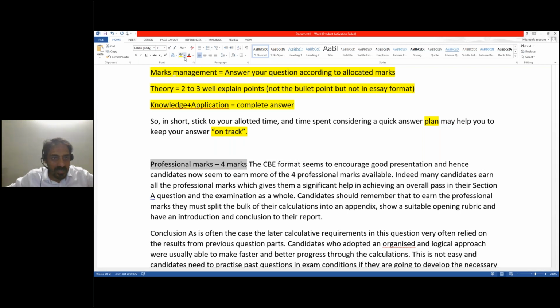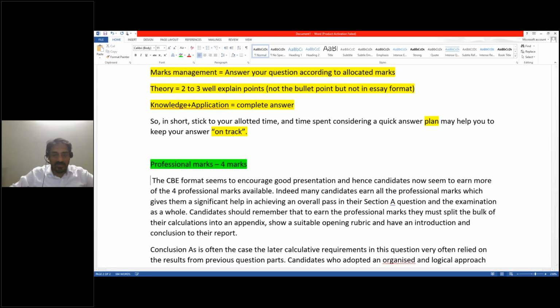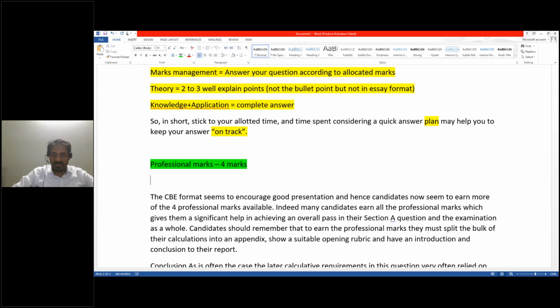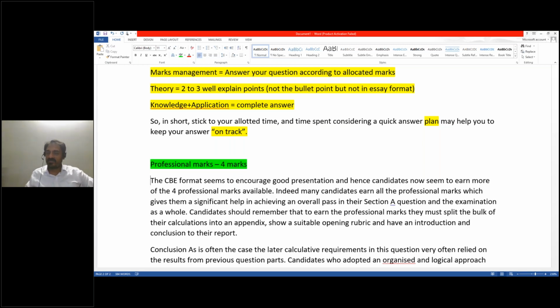One very important point, professional marks: 4. Some of the students say, sir, it's only 4 marks, why are we putting in too much effort? Leave it. But I say that these are not just professional marks. These are actually free marks. In my terms, these are free marks. You can just keep them in your pocket since starting the examination, or even before starting the question, even before starting the exam.